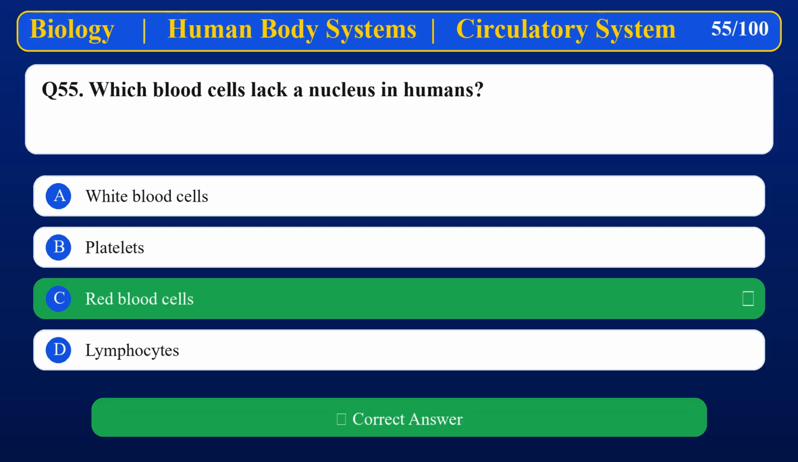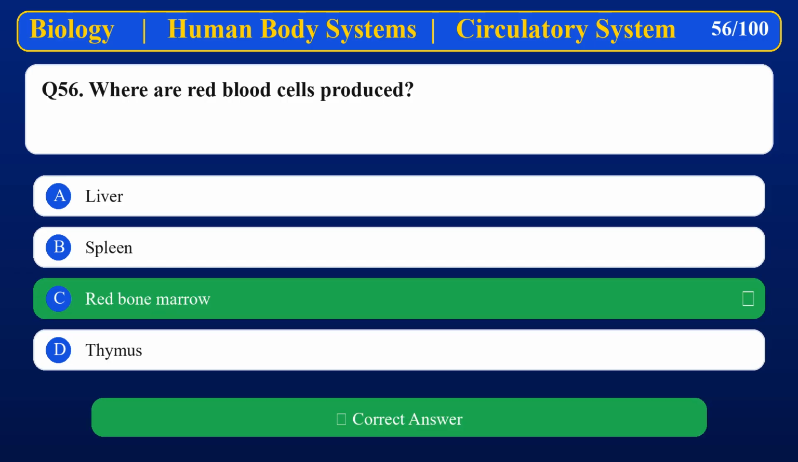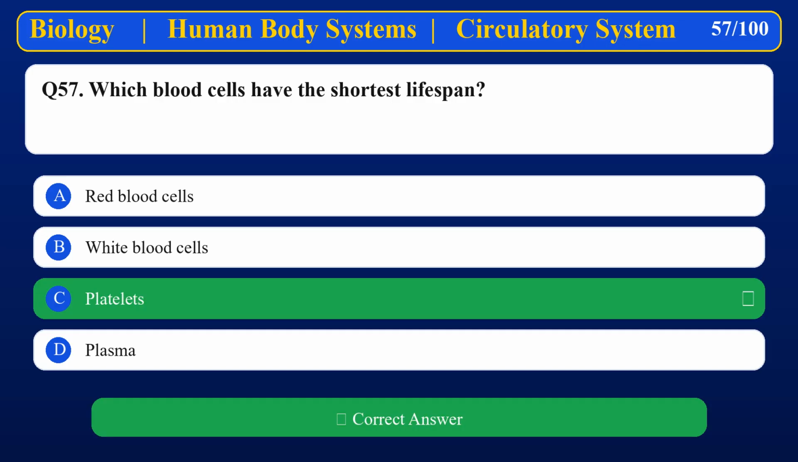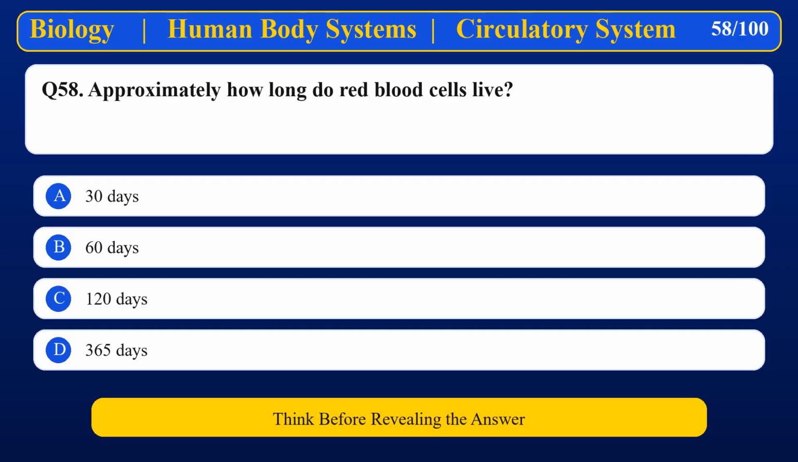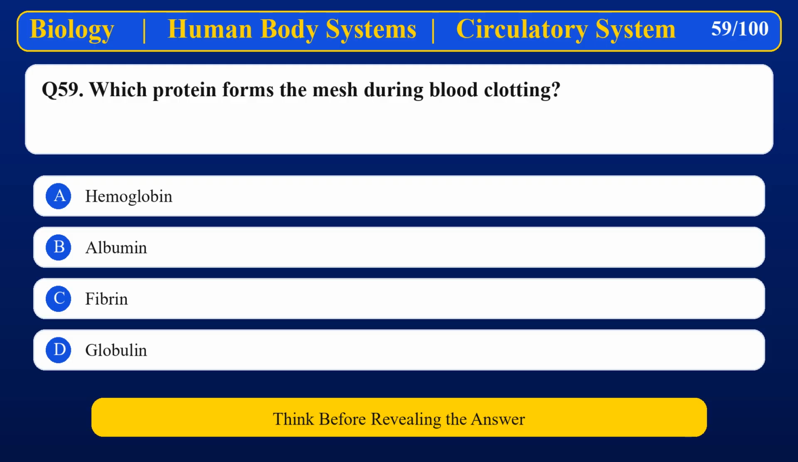Red blood cells. Where are red blood cells produced? Red bone marrow. Which blood cells have the shortest lifespan? Platelets. Approximately how long do red blood cells live? 120 days. Which protein forms the mesh during blood clotting?